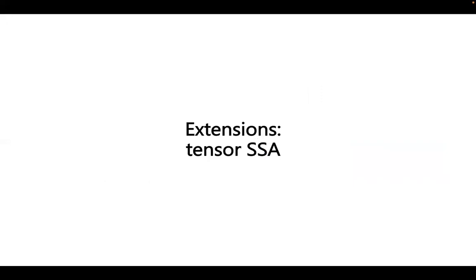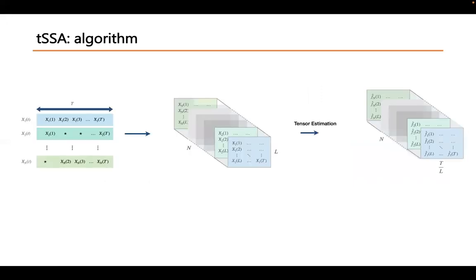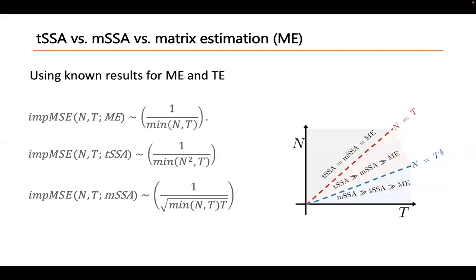Another extension we work on is what we call tensor SSA. Here, the algorithm is that you take the various time series, you create a page matrix out of it. Now, rather than doing a column-wise concatenation to get a longer page matrix, we actually stack them up in a third dimension to create a three-dimensional tensor. And then you can use tensor estimation techniques to estimate the means of this tensor. And you can see that for different relative scalings of N and T, we can see, at least theoretically, the effective imputation recovery of TSSA versus MSSA versus matrix estimation.